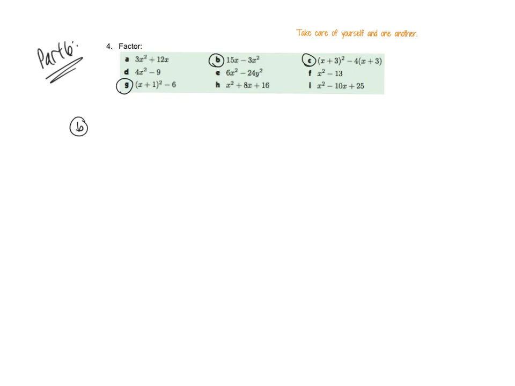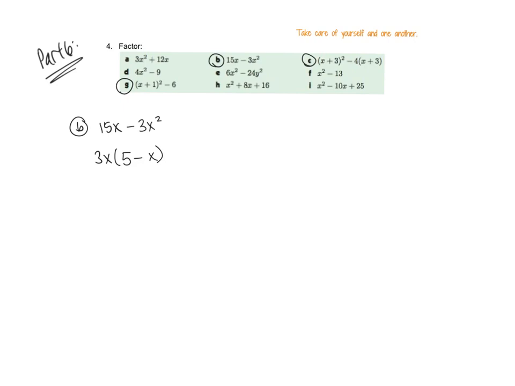So for part B, first of all, we always want to factor out the greatest common factor if we can. I see that the greatest common factor is 3x. So I'm going to factor out 3x and I'm left with 5 minus x. And now, on the inside, I'm left with a binomial, 2 terms.